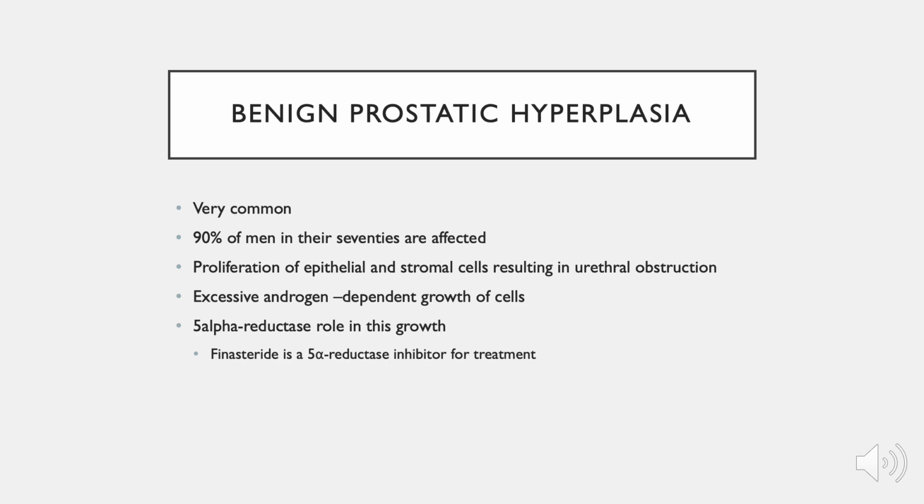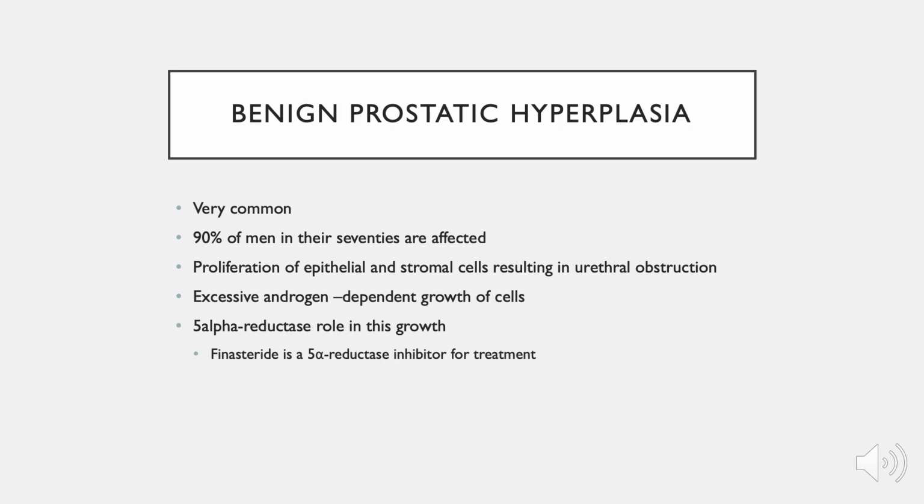Benign prostatic hyperplasia is very common. It is projected to affect 90% of men in their 70s. Again, it affects the central or the transitional zone of the prostate, and it results from benign proliferation of epithelial and stromal cells. This will compress the urethra, resulting in urinary symptoms.